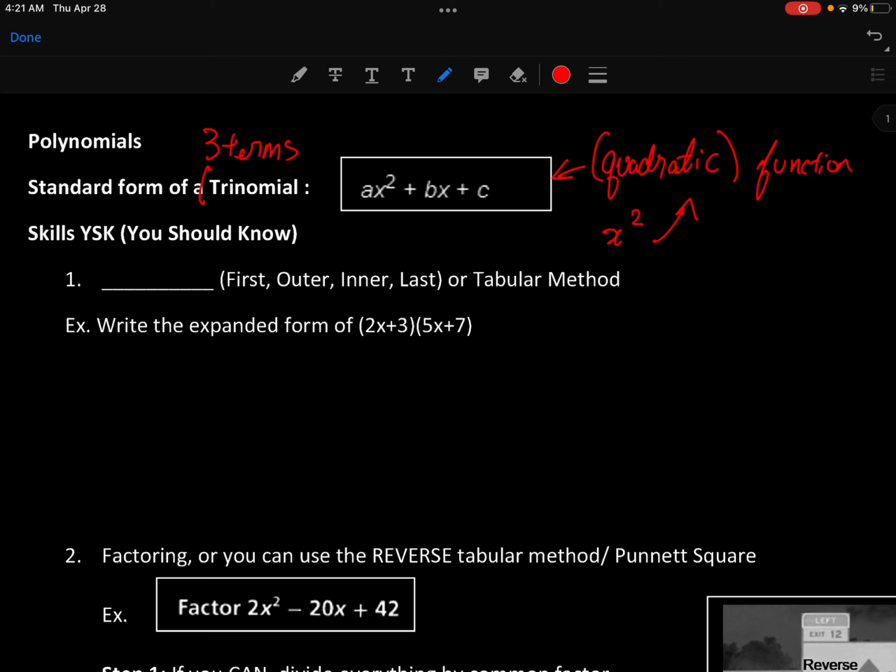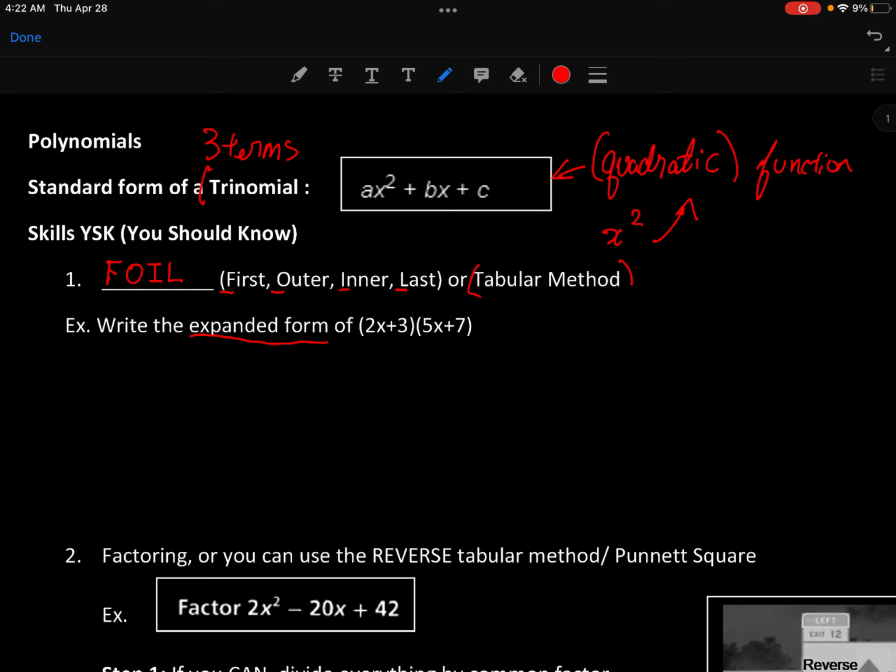Now, there are skills that you should know when you're working with polynomials. The first thing is FOIL, or the tabular method. FOIL stands for first, outer, inner, last. You need to know how to write stuff in expanded form. So let's do that. Here is an example.